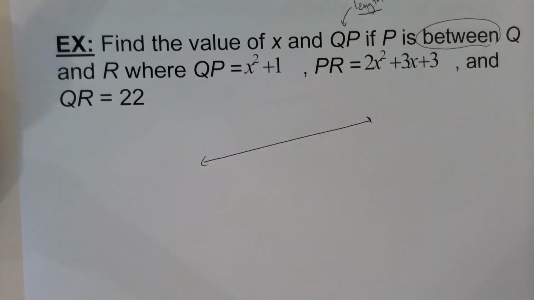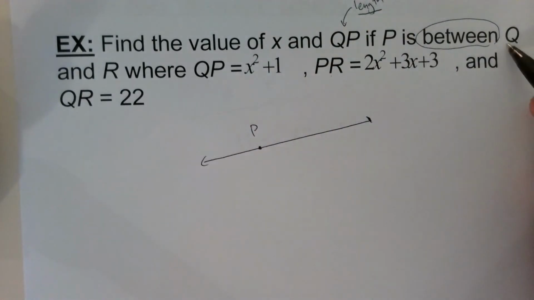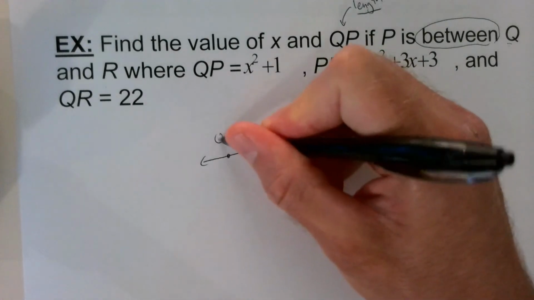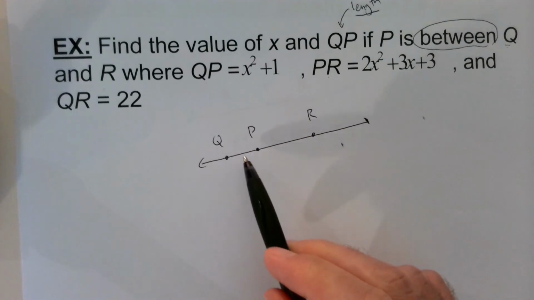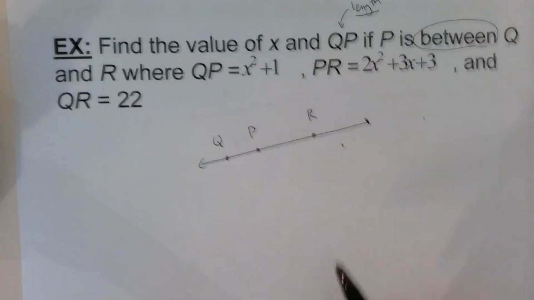So I'm going to put P here, and it's between Q and R. Doesn't matter where I put it, I'll put Q over here and R over there. Now, as I mentioned on that last one, I don't know if QP and PR are the same length, so I'm not going to assume that. We can't just assume a relative size.